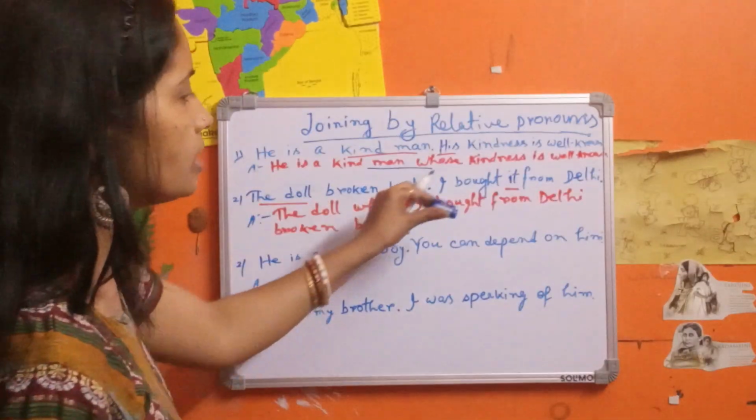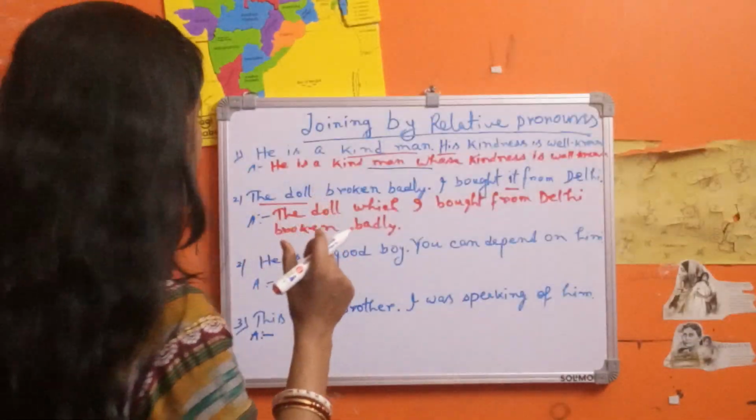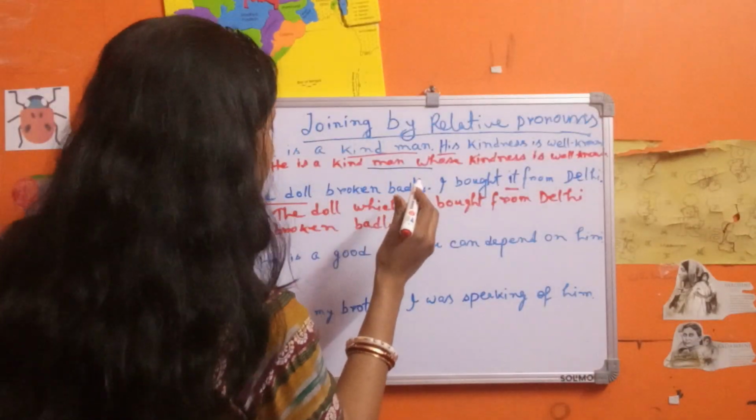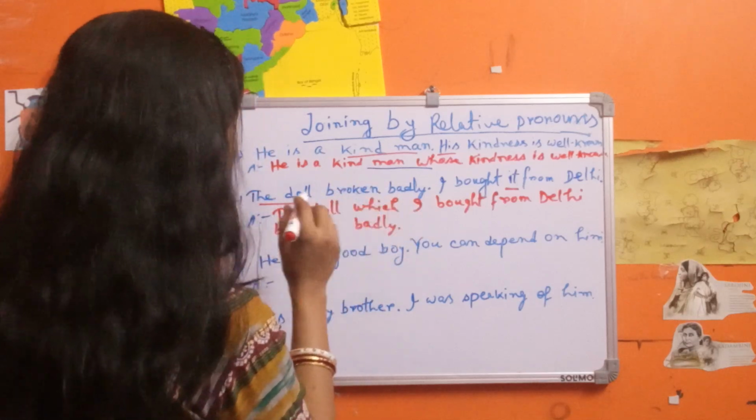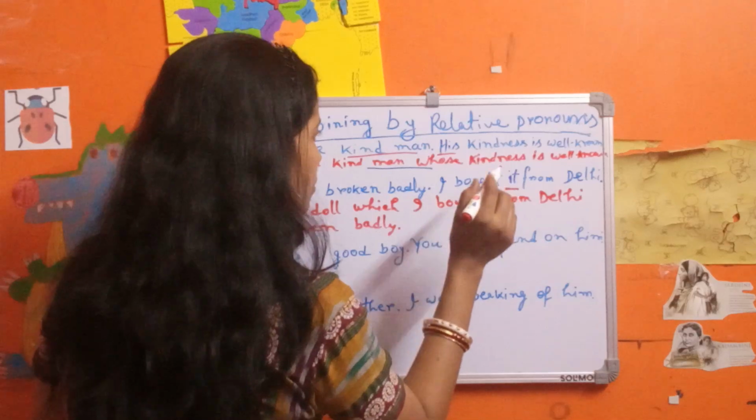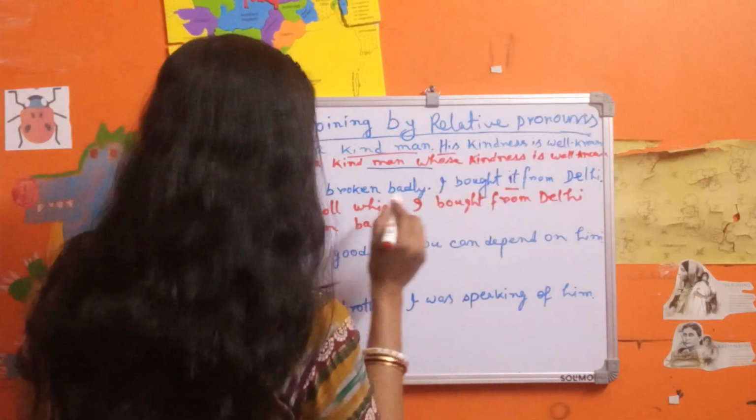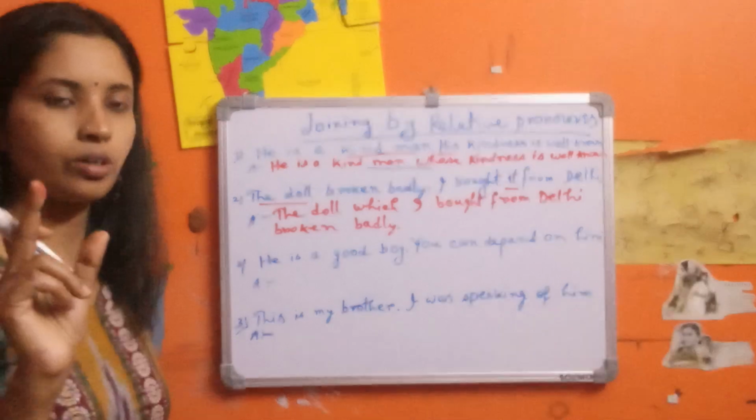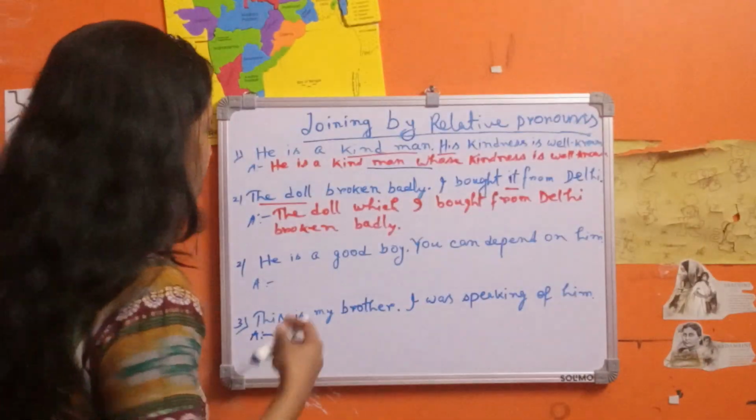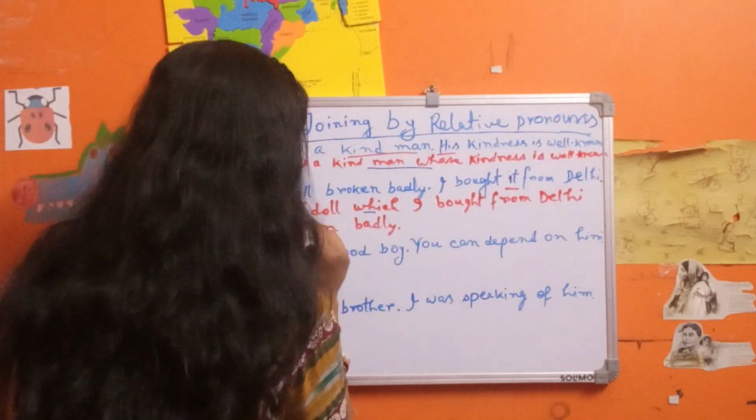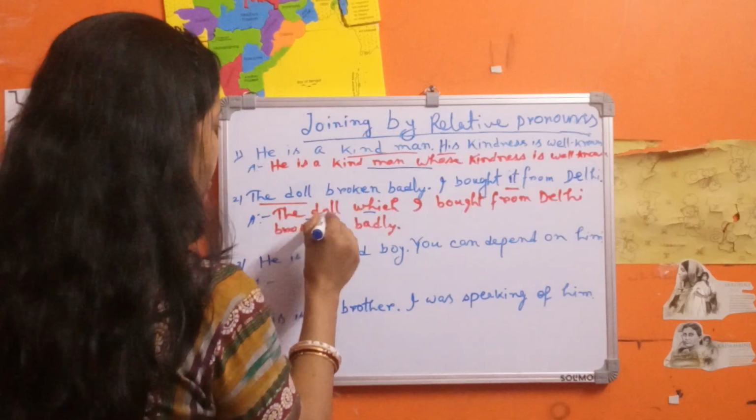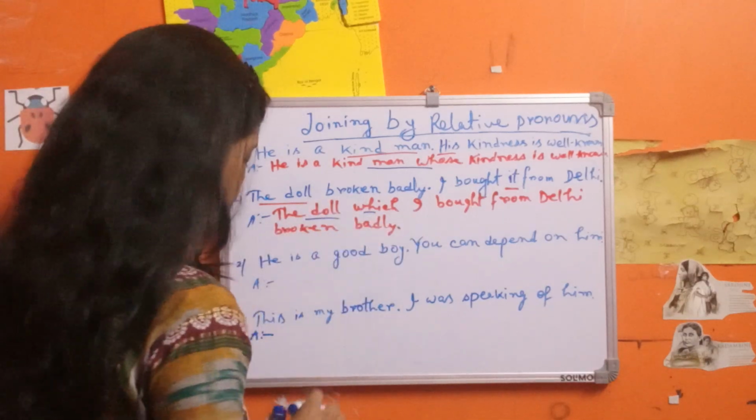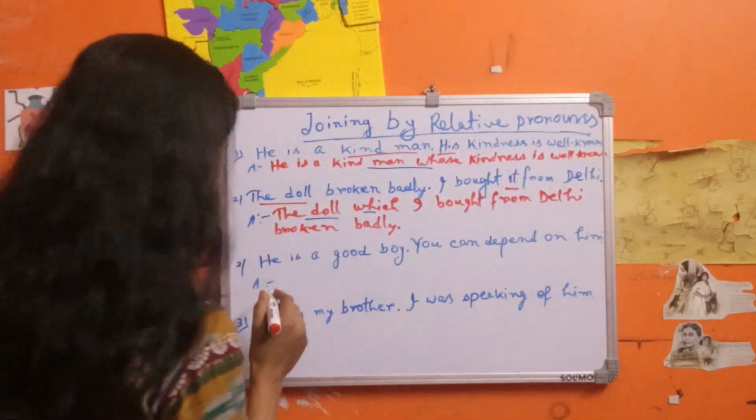If I join these two sentences like that, the doll was broken, the doll which I bought from Delhi, no, this would not be right, because here which refers to the doll. That's why the sentence would be joined this way, and it sits just after the noun it refers to, the doll. Clear?